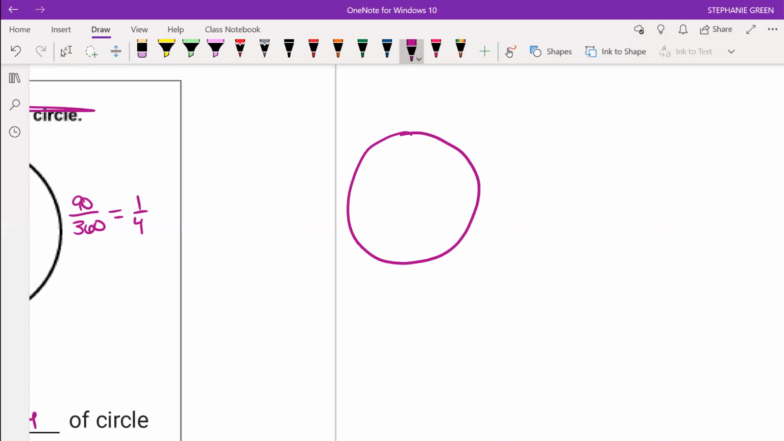If I was looking at this sector and you were told that the central angle is 30 degrees, then I would say, okay, well, 30 out of 360 is, let's see, 1 over 12. So that would be 1/12 of the full circle. So I'd find the area of the whole circle and divide it by 12 to get just that one slice.